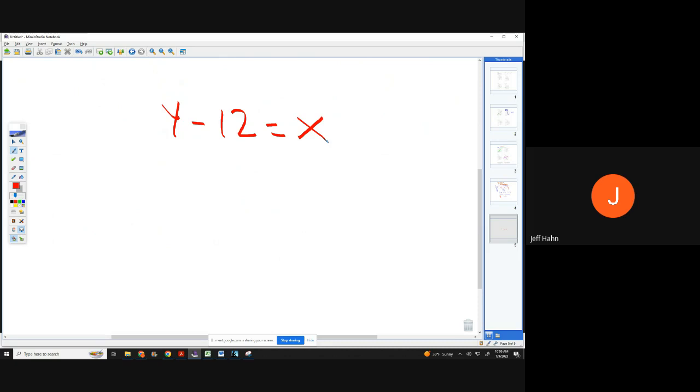Let me tell you this for sure. Never with direct variation will you ever have pluses or minuses. It always has to be multiplication. Always. Thanks, Jack, for doing it just because so people can do that.